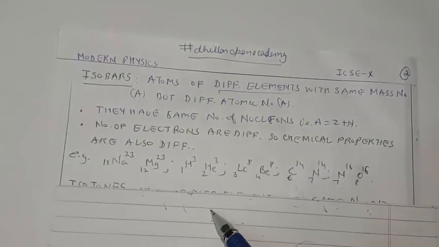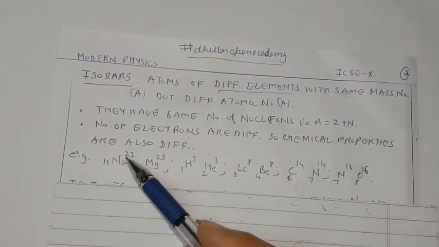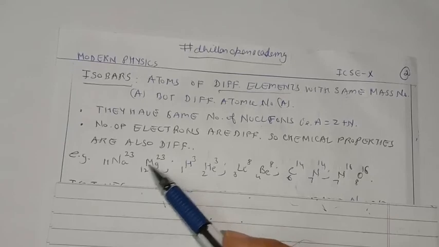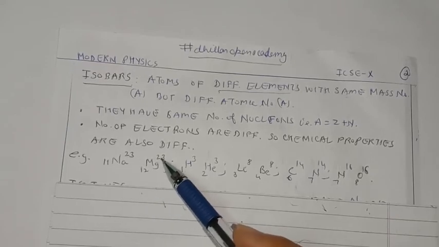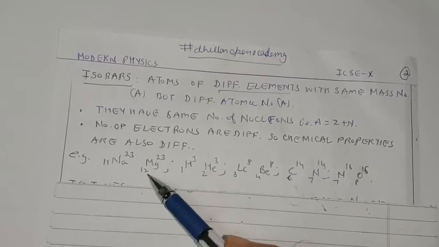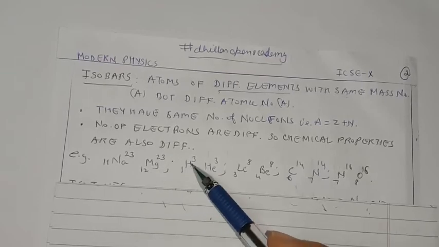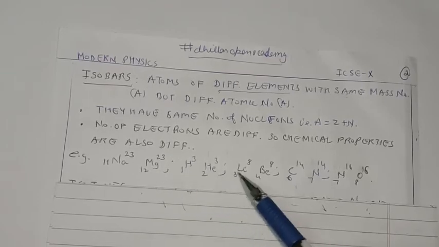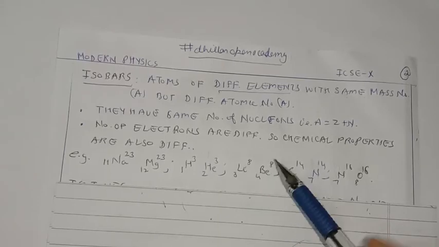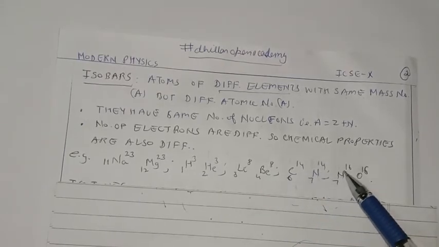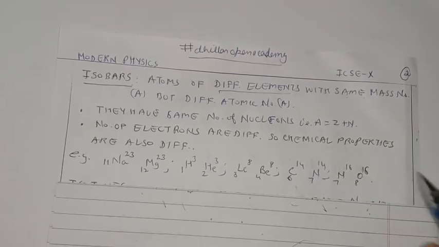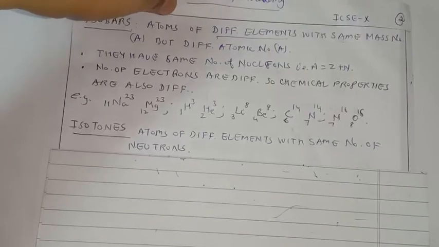A few examples I have listed over here. Sodium 11,23, magnesium 12,23. You can see that the atomic numbers are different, 11 and 12, but the mass number 23 is common. So this is one example. Hydrogen 1,3, helium 2,3. Second example, lithium 3,8, beryllium 4,8. Carbon 6,14, nitrogen 7,14, nitrogen 7,16 and oxygen 8,16. This is another example.